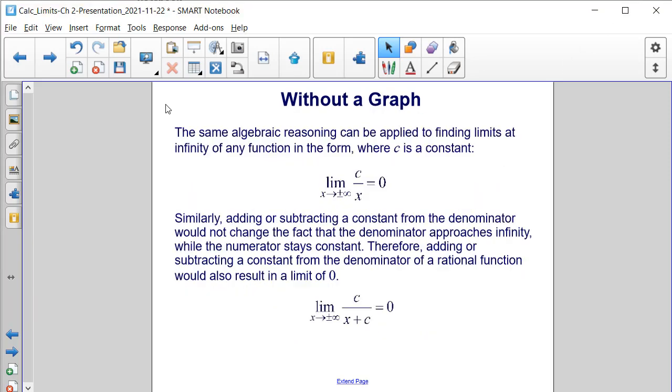The same algebraic reasoning can be applied to finding limits at infinity of any function in the form c over x, where c is a constant. The limit of c over x as x approaches positive or negative infinity is equal to 0. Similarly, adding or subtracting a constant from the denominator would not change the fact that the denominator approaches infinity while the numerator stays constant. Therefore, adding or subtracting a constant from the denominator of a rational function would also result in a limit of 0. In other words, the limit of c divided by the quantity x plus c as x approaches positive or negative infinity is also equal to 0.